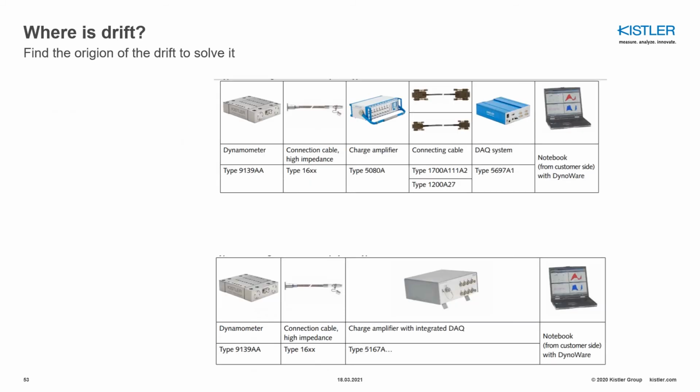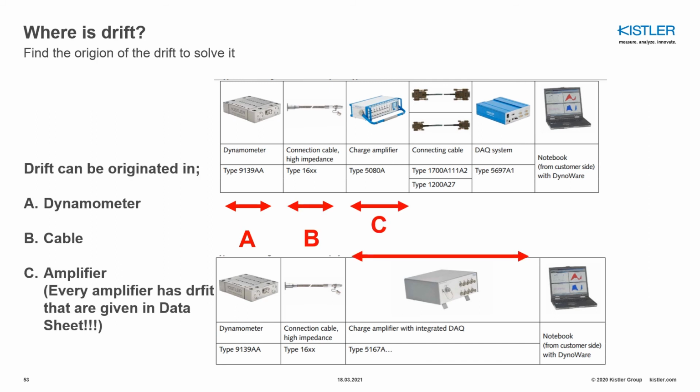Then let us assume that we have high levels of drift, and now it's time to understand where is the drift, yeah? So we have to find the origin of the drift. So an example of a stationary dynamometer is a measurement chain. You have dynamometers, the cables, and the electronics, yeah? So the drift can be originated from dynamometer, cable, or the electronics. So we have 3 positions where the drift may occur, and we need to find out where.